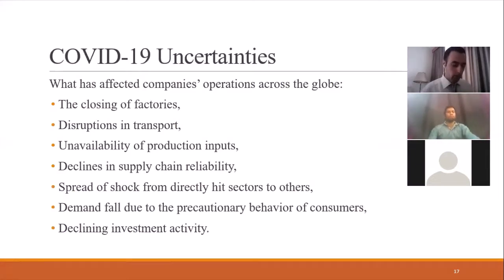Okay, until here, we talked about the impacts of policy uncertainty and other factors before the COVID crisis. Now we are going to talk about the COVID crisis, the uncertainties due to COVID-19. What has affected companies' operations across the globe? First, closing the factories, disruptions in the transportation, unavailability of production inputs, decline in supply chain reliability, spread of shock from directly hit sectors to others, demand fall due to precautionary behavior of consumers, and declining investment activity.